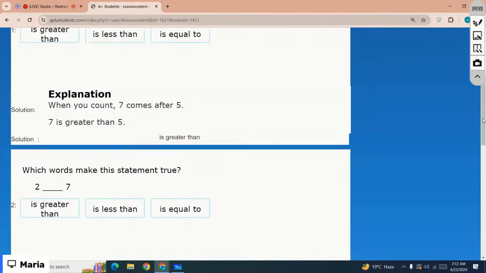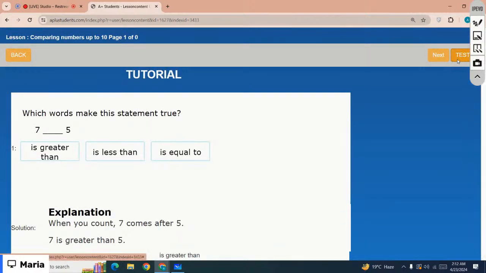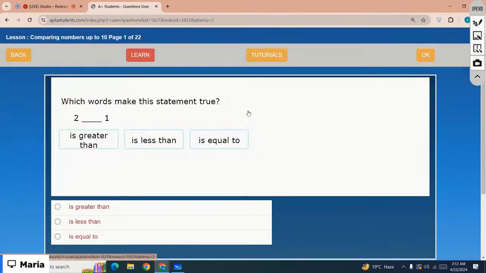Okay, let's just start with the test questions. Which words make the statement true? 2 and 1, which is the correct option?